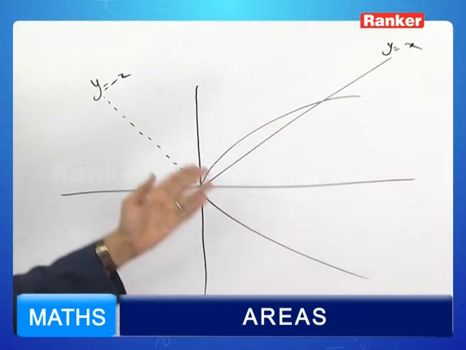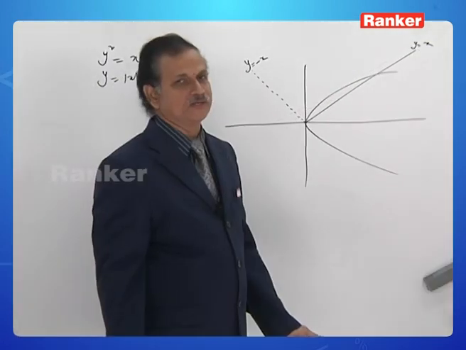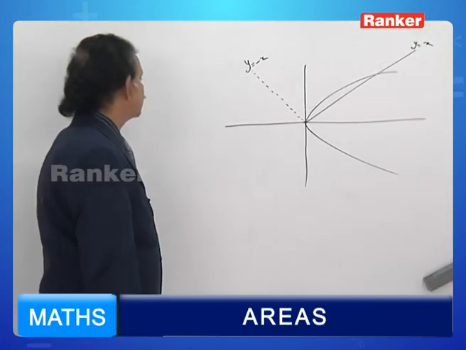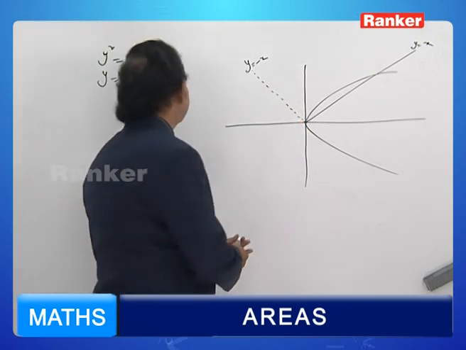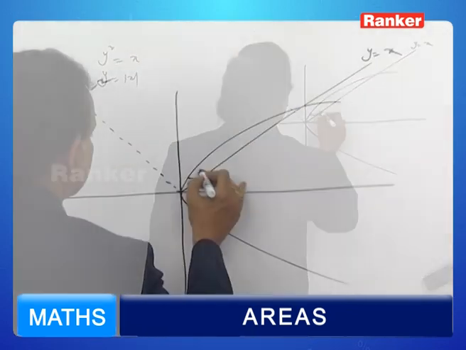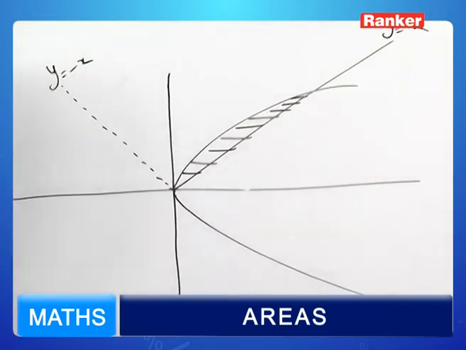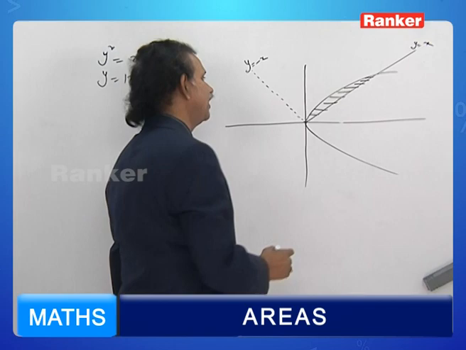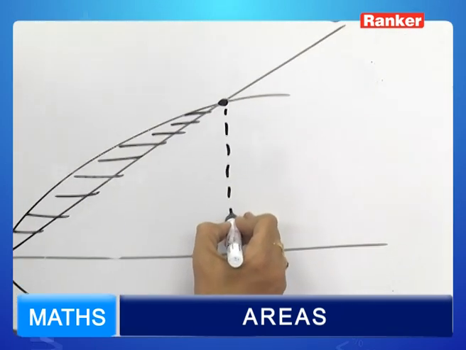Luckily, we are not at all interested to deal with this, because it has no intersection at all with y square is equal to x, except this point. Therefore, the required area is this. And to evaluate this area, we must be knowing this point. So, we need to have this point.